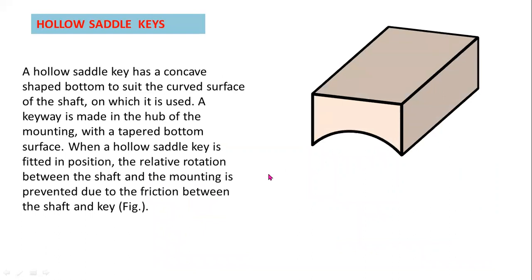A hollow saddle key has a concave shaped bottom to suit the curved surface of the shaft on which it is used. A keyway is made in the hub of the mounting with a tapered bottom surface. When a hollow saddle key is fitted in position, the relative rotation between the shaft and the mounting is prevented due to the friction between the shaft and key.